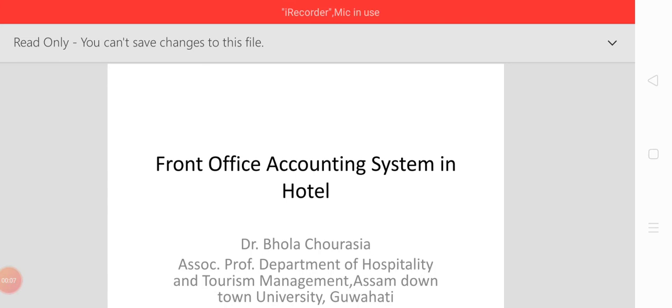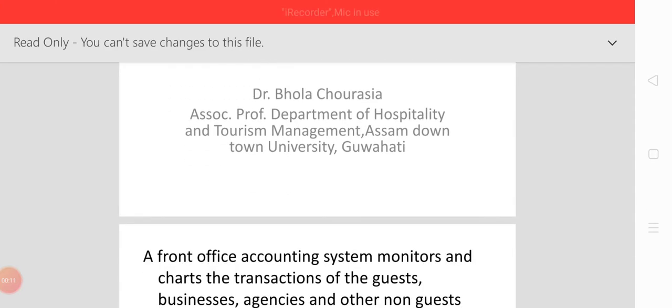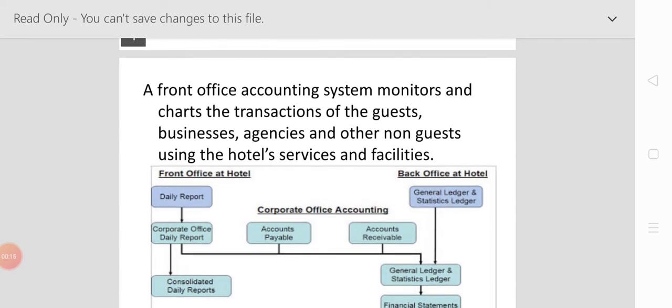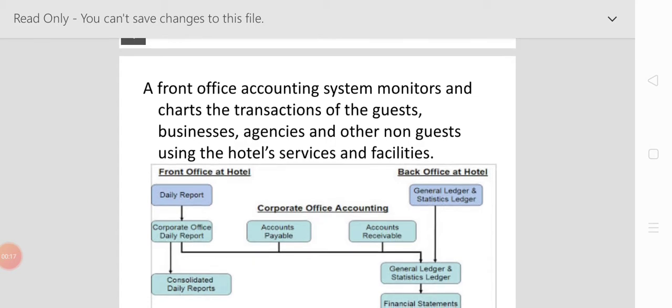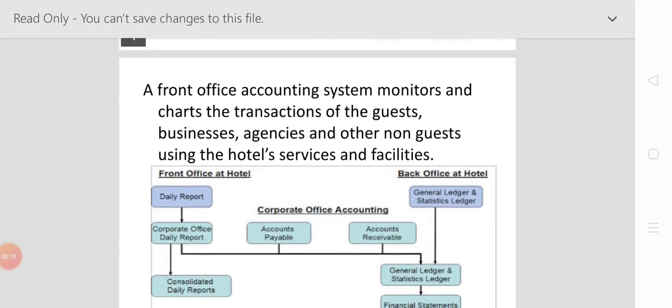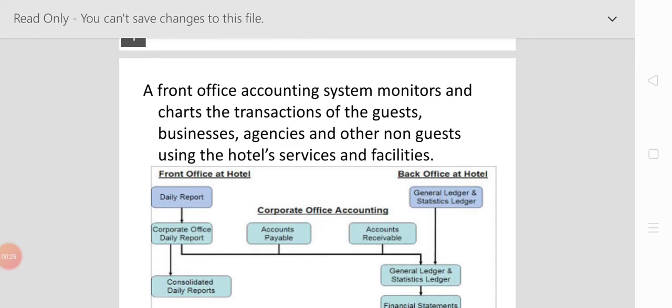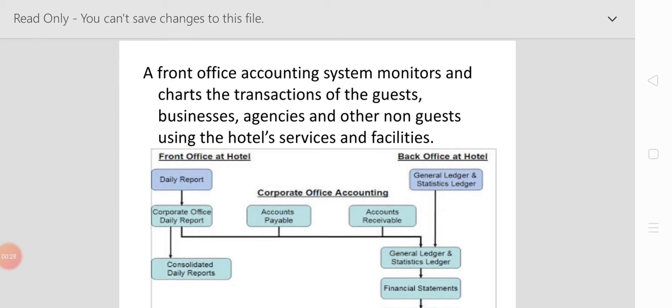Today we are going to discuss the topic front office accounting system in the hotel. The front office accounting system monitors and charts the transactions of the guest, business agencies and other non-guest accounts using the hotel services and facilities.